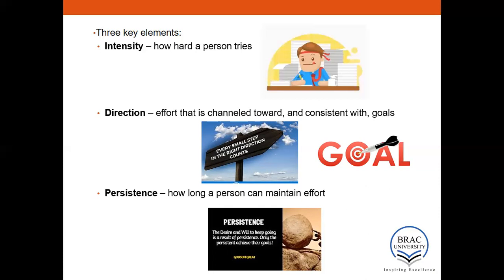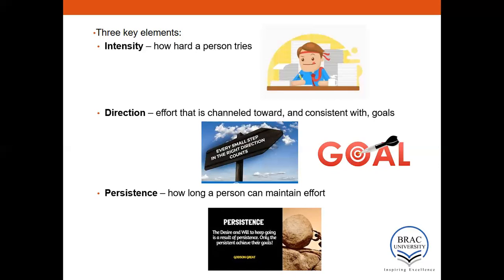So, do you get my point? And do you get why these three elements are important in motivation? Intensity means how hard a person tries, that means how hard I'm working. And that hard work should be directed towards the right path. And of course, that hard work or performance should be consistent. Otherwise, if you perform 2 days in a row in a very effective manner, and after that on the third day you start performing in a weaker mode, or you are not performing up to the mark, do you think people will say that you are motivated?